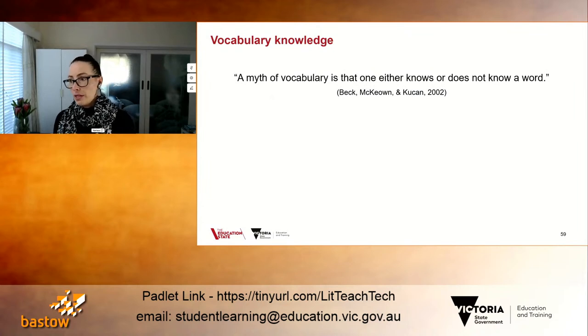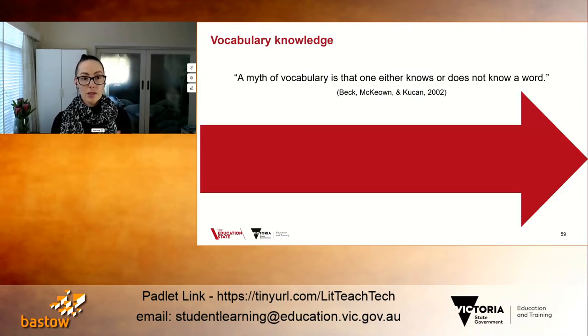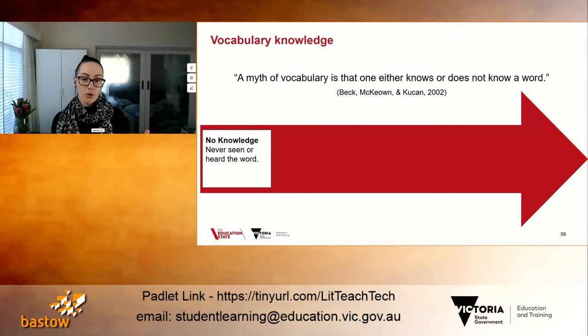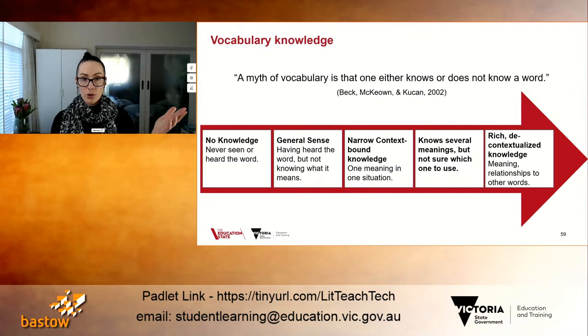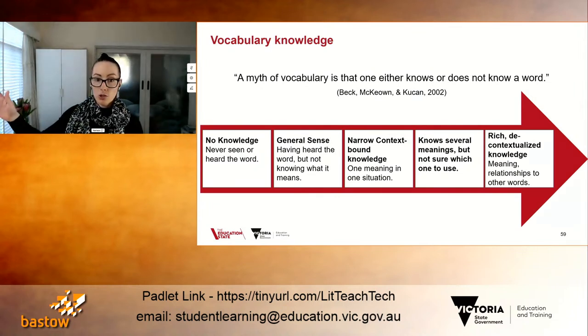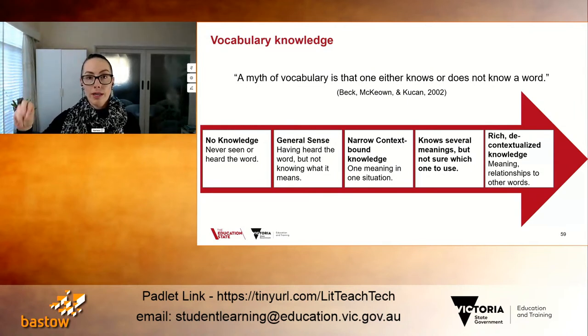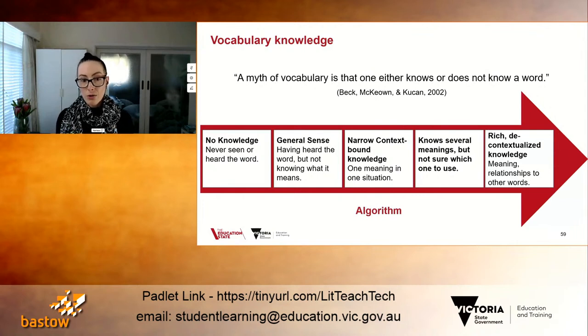I've put this here, a myth of vocabulary is that one either knows a word or does not know a word. So Beck and McKeown say, actually, that's not true. You don't just know it or not know it. There are actually levels of knowing a word. So you can have absolutely no knowledge of it, all the way to a rich decontextualized knowledge. So not only do I know the word in that context, I can put it in a different context. I can play with it. I understand that word.